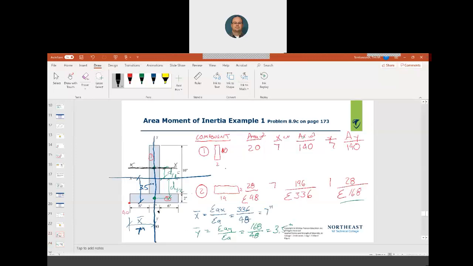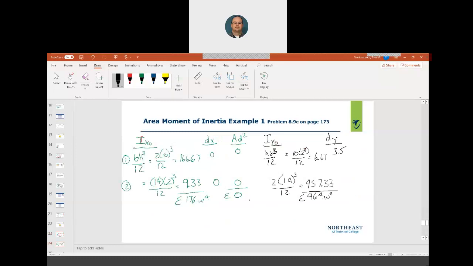Okay, let's do component 2. We know it's 3.5 to there, and we know it's 1 to there. So 3.5 minus 1 will give me this distance. If I'm always measuring from that 0, 0 mark, it makes it easy. So dy2 is 2.5 inches.